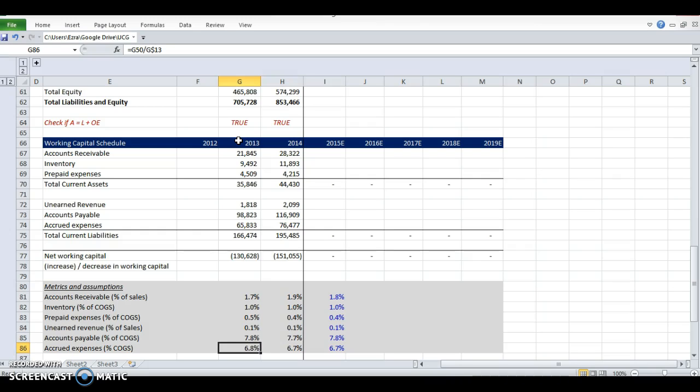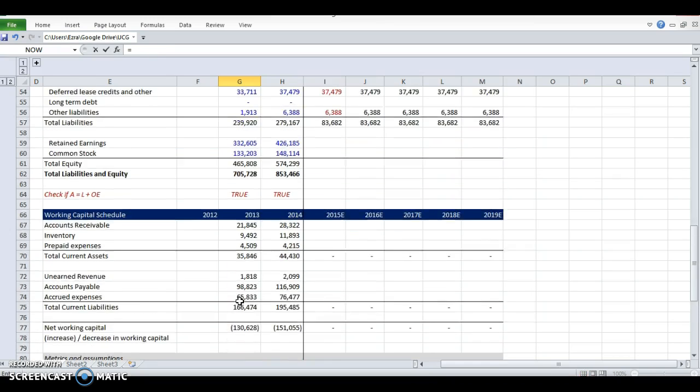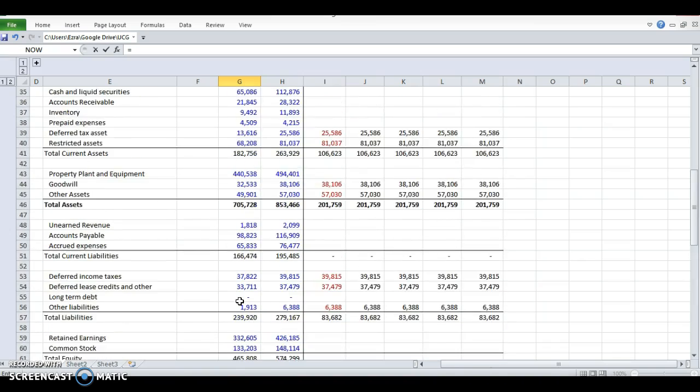Accrued expenses. These are just accrued expenses. You can look it up, but it's kind of a blend of a lot of things. You'd have to look at the 10K to figure out what this exactly includes, but it is expenses, so I'm going to do it as a percentage of COGS.